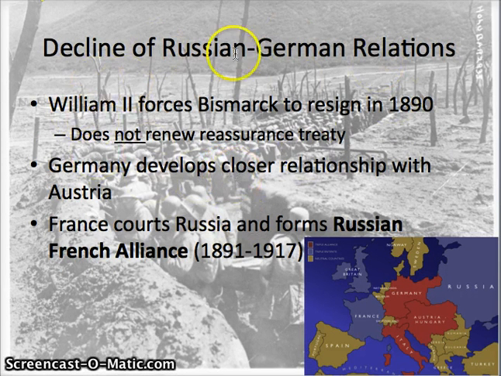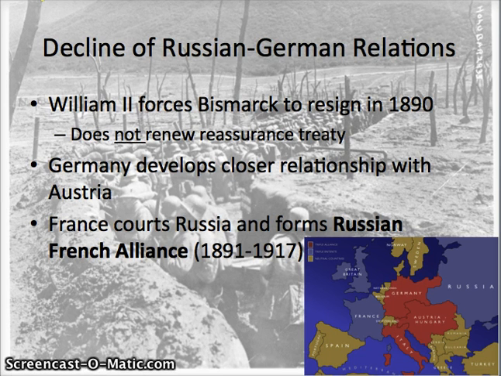All right, so again, this is going to make Russian-German relations decline. Sorry, I already talked about some of this stuff in the previous slide. Now, when this reassurance treaty is not renewed, what Germany does then is develop a closer relationship with Austria now that Russia's out of the picture. And again, since Russia is a free agent, France is going to start getting interested in having good relationships with Russia. France will court Russia, as this says.